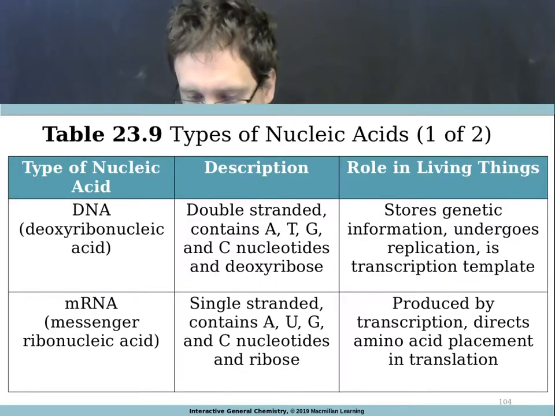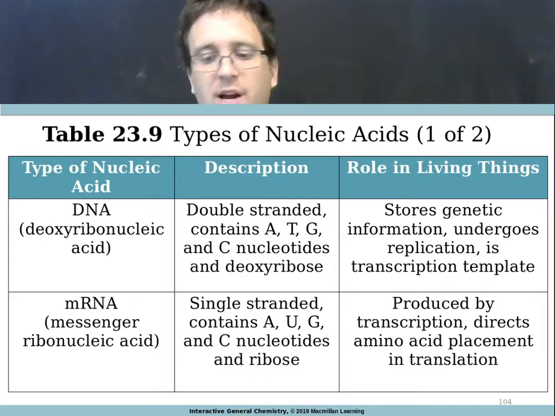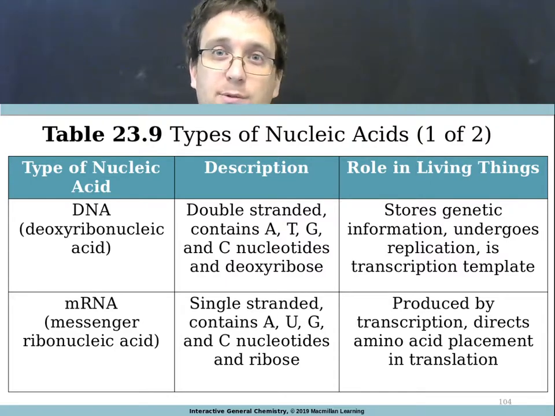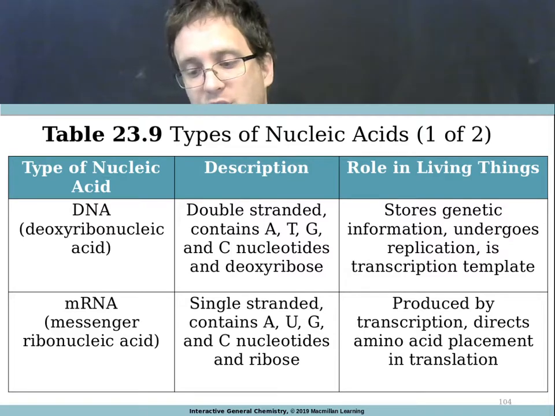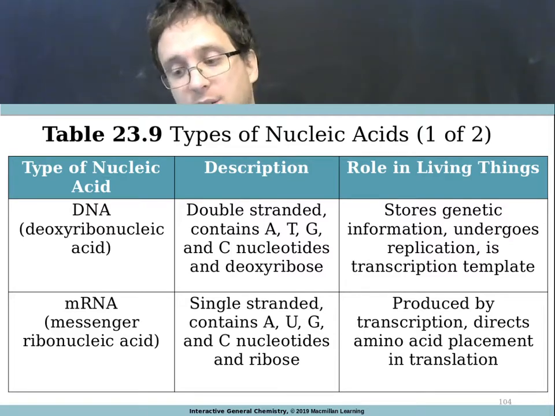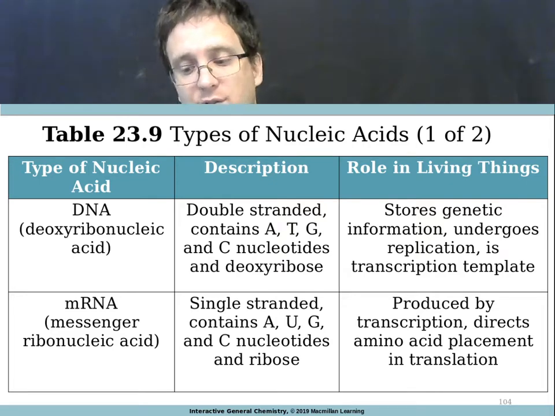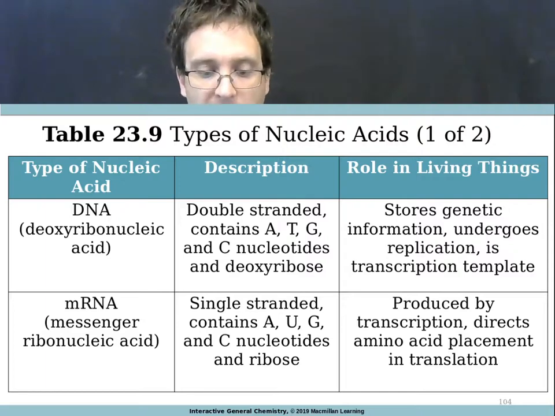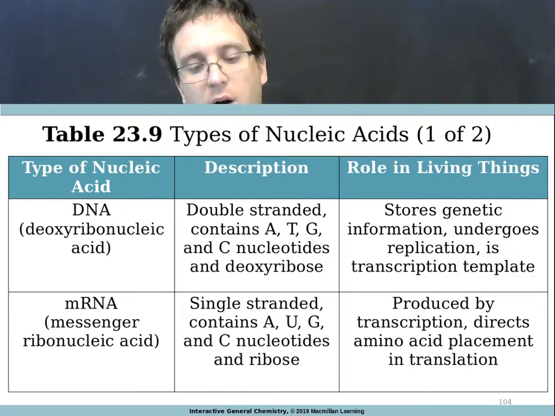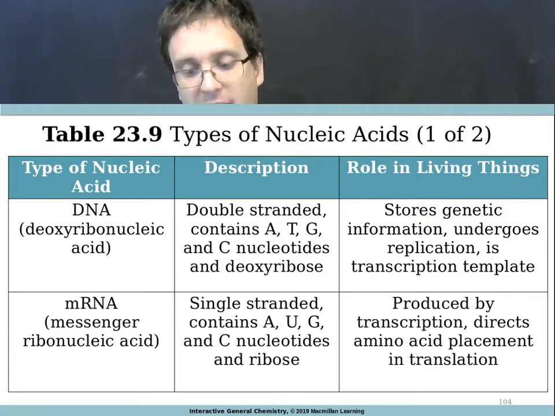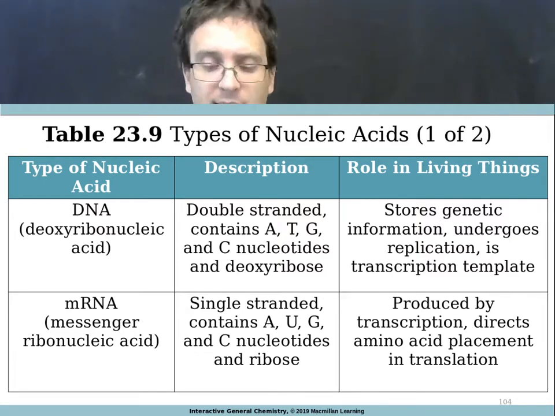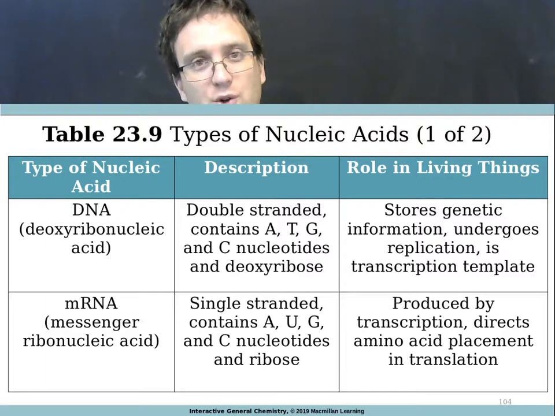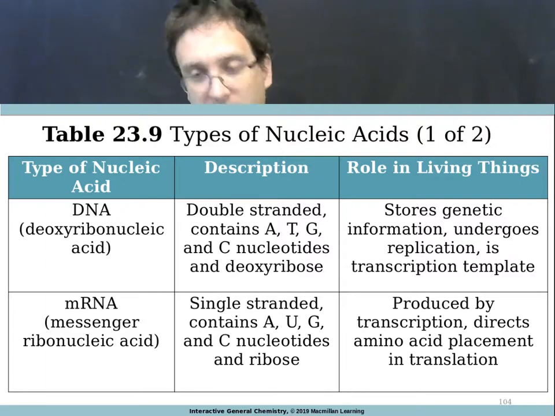So here's a little table summarizing it. DNA is double-stranded. It has A, T, G, and C nucleotides. The ribose has its oxygen removed from the second carbon. It stores genetic information. That's its whole purpose. It will be replicated upon cell division and transcribed in order to actually get that information where it needs to go in the cell. mRNA stands for messenger RNA, and it has uracil in place of the thymine, and it is going to be that short transcribed message of the DNA that then goes out to the rest of the cell.